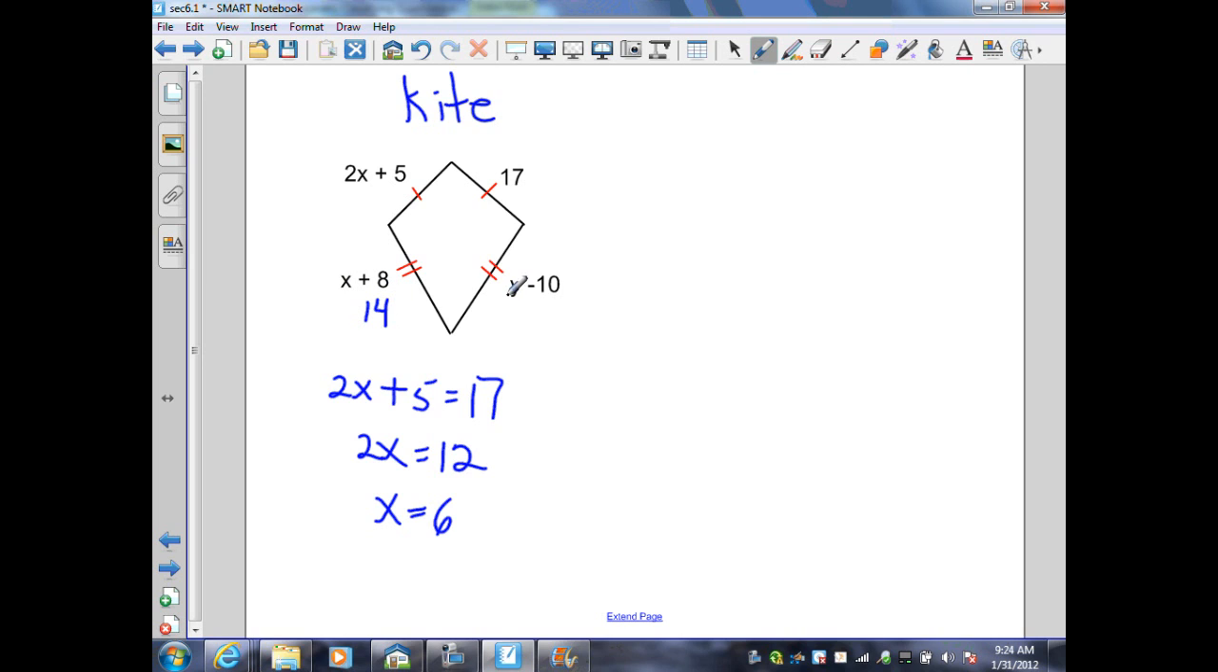Now I can determine y. Since these two segments are congruent, I have an equation, y minus 10 equals 14. Add 10 to both sides, I get y equal to 24.